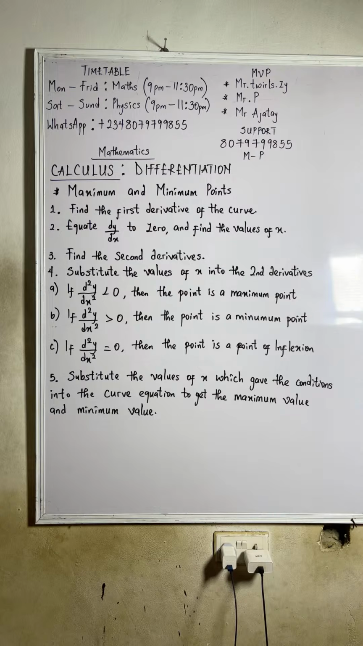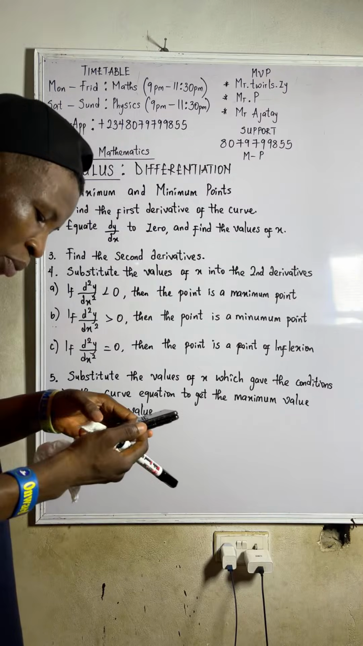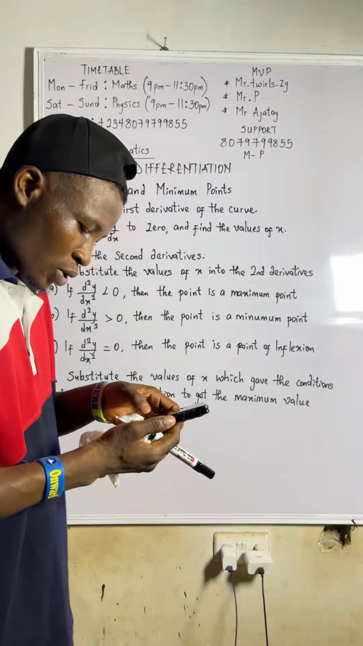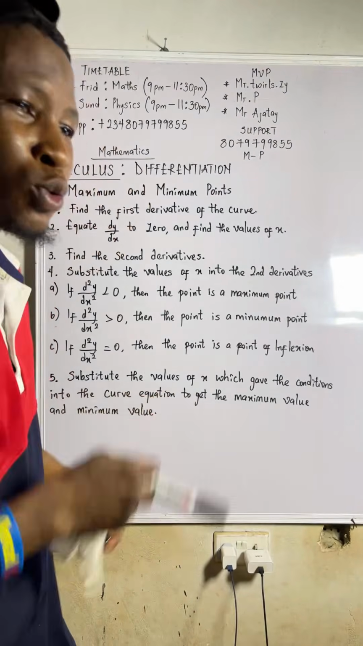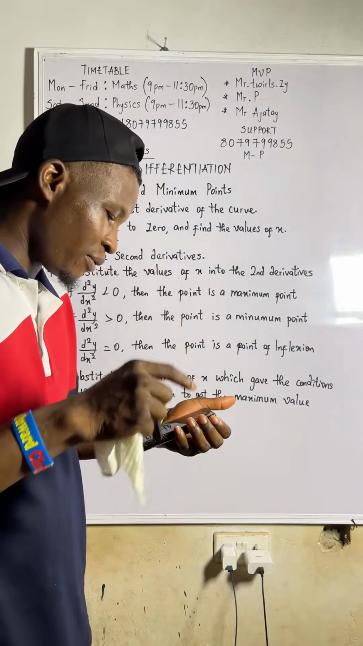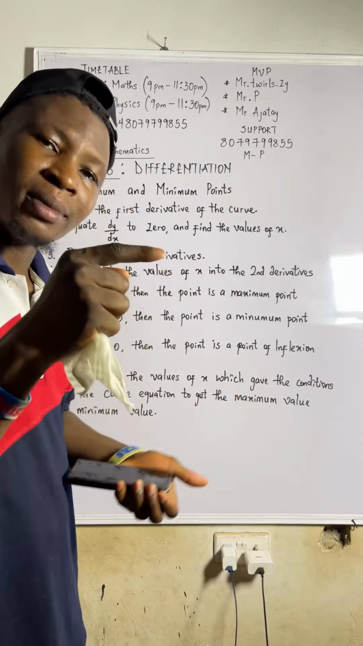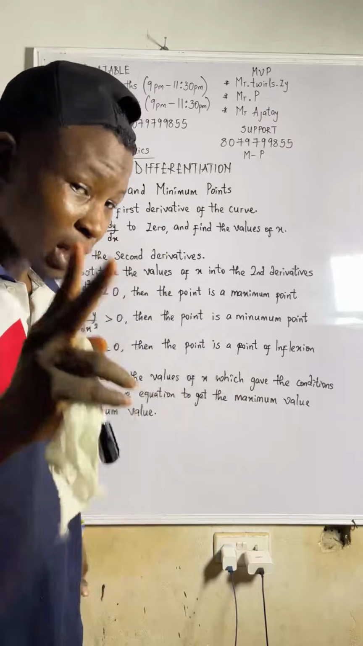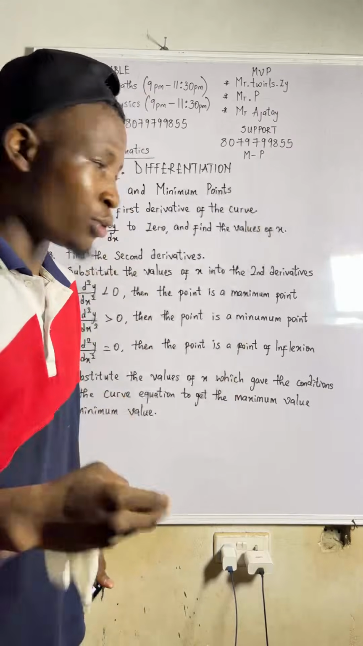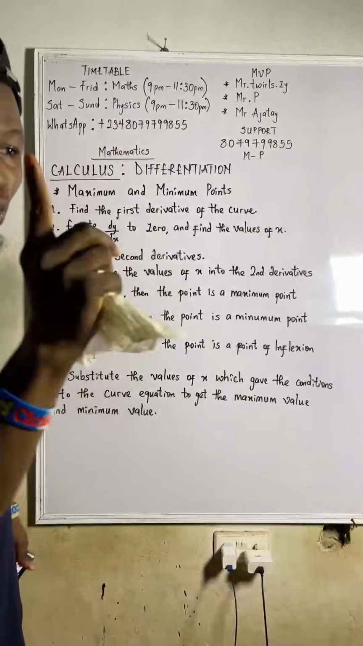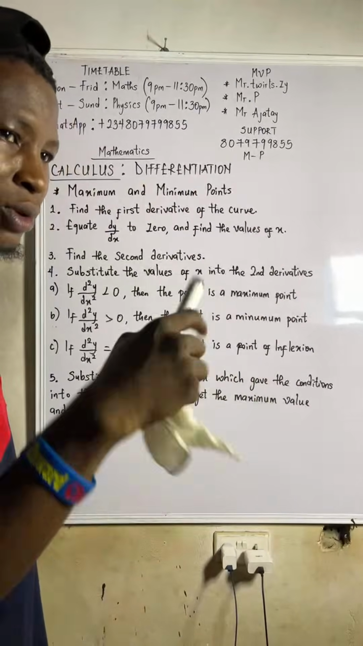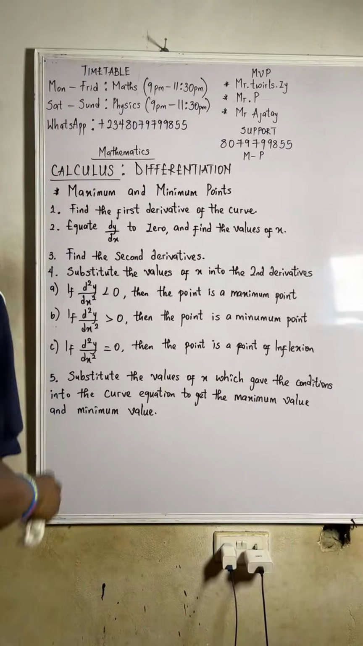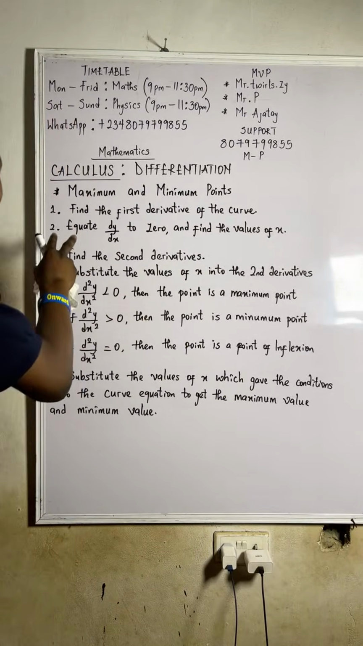Someone is saying point is different from what? Point is different from value, yes. When they ask you maximum and minimum point, it's different from maximum and minimum value. Take note too, but it's still the same procedure. So let me just explain this and we'll solve just one example. Then we'll do other things on differentiation, and we'll go to integration. So, maximum and minimum point. These are the steps.